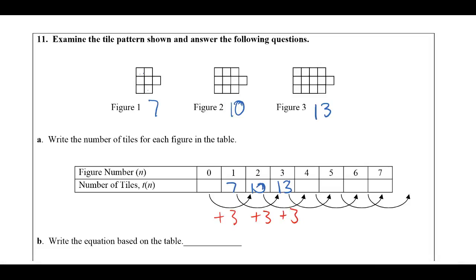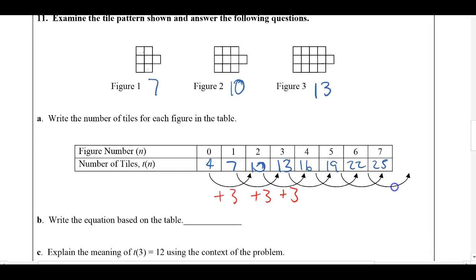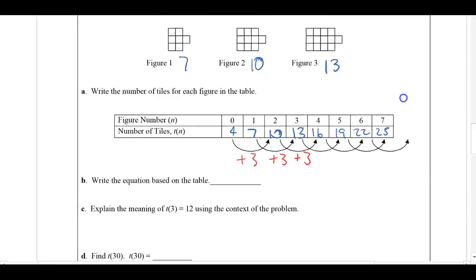So now I just have to fill in the rest of the table. The next one would be plus 3, 16, plus 3, 19, plus 3, 22, plus 3, 25. And then the one before that, well, if I'm going by plus 3, that means I go minus 3 here to go to 4. So now we filled in our table, and now we're going to create an equation with that.